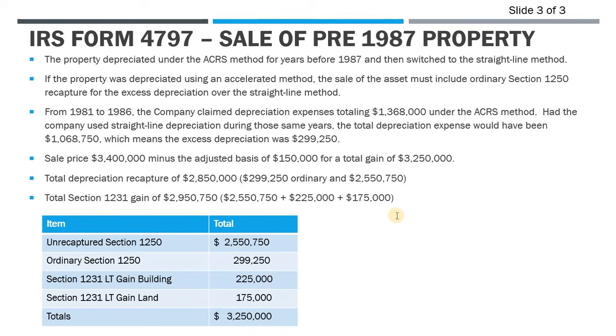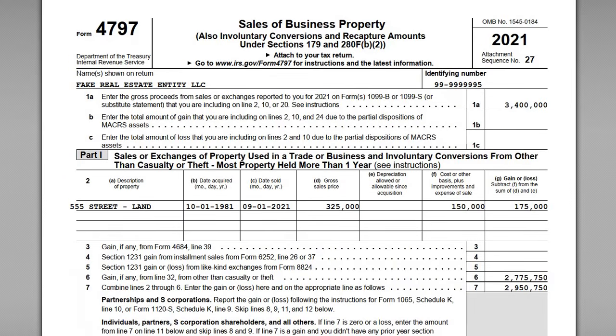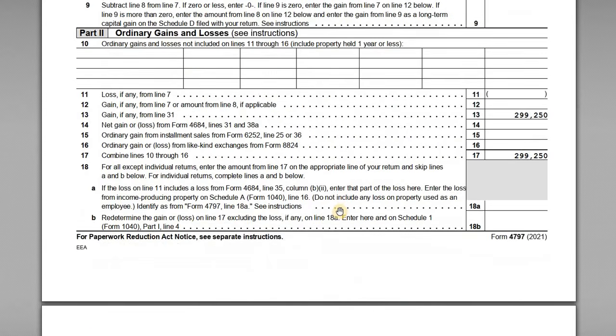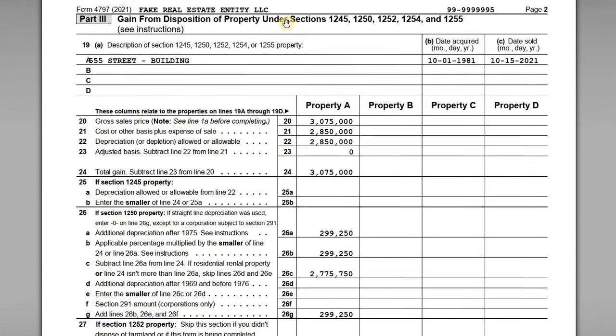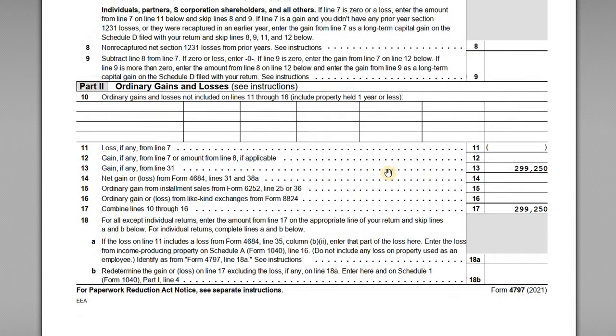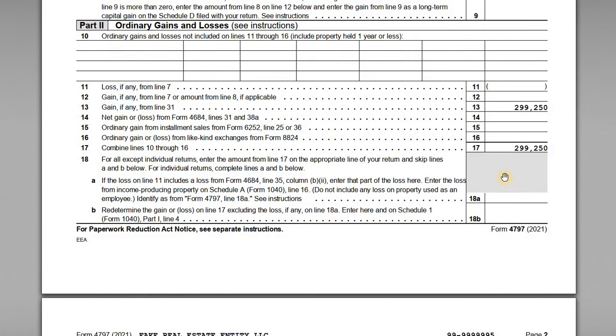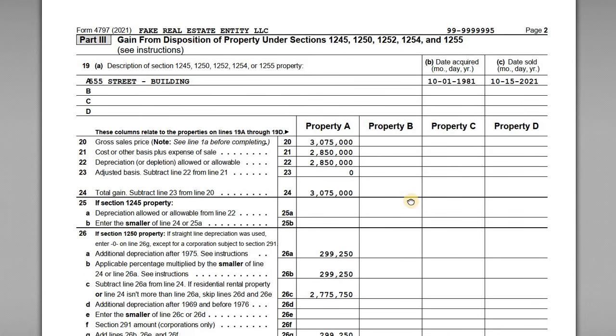Okay, so let's look at the return and see kind of how these numbers are flowing through. So when we look at the tax return, the sale of the property is recorded on 4797. So we've got our real estate property here. Now, generally, when you sell 1250 property, you're reporting it in Part 3, right? So we've got our gain from the sale of the building being reported here, and then we are separately stating the sale of the land here in Part 1, right? So Part 1, report the sale of the land, the gross sale price that was allocated to it, the cost basis, and the gain. And then the building, the Section 1250 piece for the building, is reported on Part 3 on page 2 of the 4797.